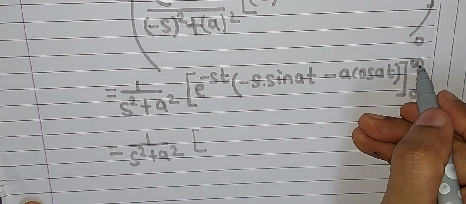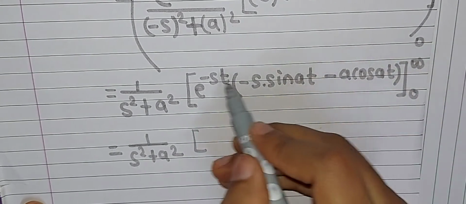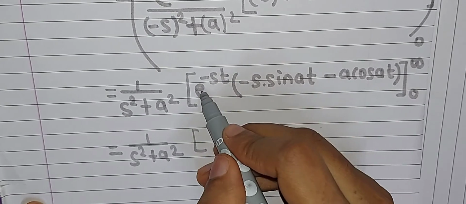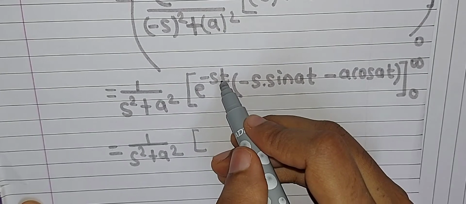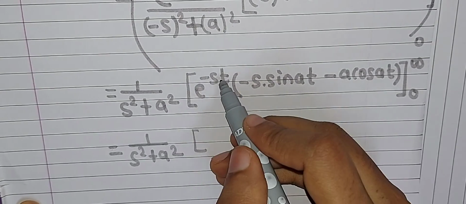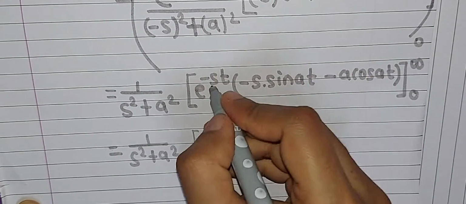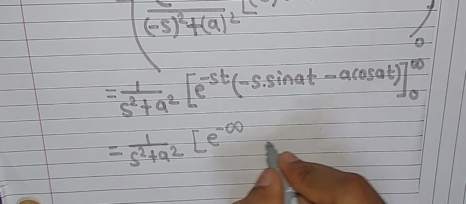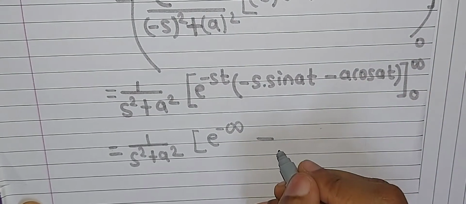Next, put infinity, that is put the upper limit in place of t. Here when we put infinity in place of t, that is infinity into s is infinity, and it has a minus sign, that is e raised to minus infinity, and we already know that e raised to minus infinity is equal to how much? 0. Therefore do not calculate this value, directly write e raised to minus infinity. When we put the lower limit and upper limit, the middle sign is a minus sign.